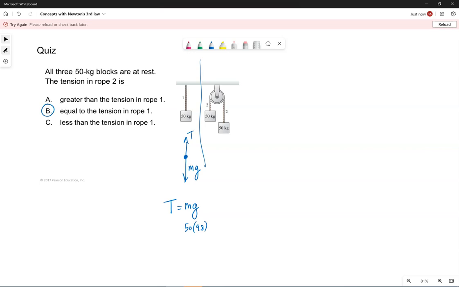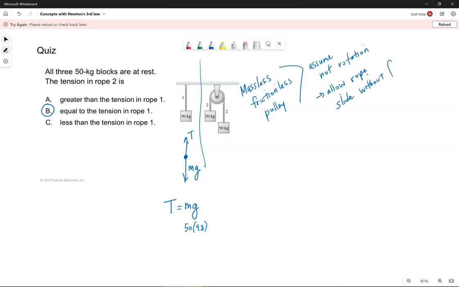When we come to this second side, we have a pulley. Right now we are assuming what we call massless, frictionless pulleys. In that, we're going to assume no rotation. They allow the rope to slide if it's going to move. They allow the rope to slide without friction, is ultimately what we are going to assume for now.